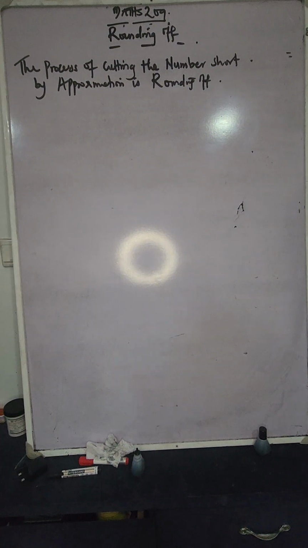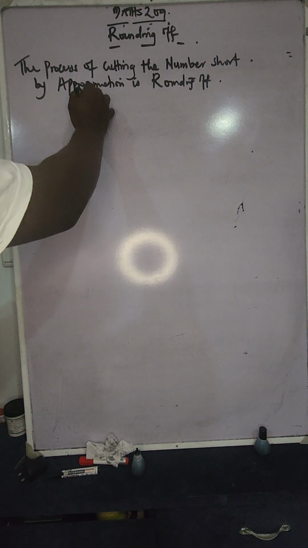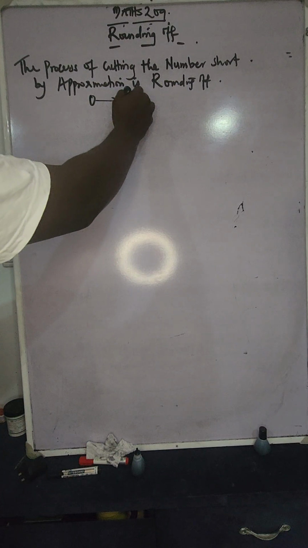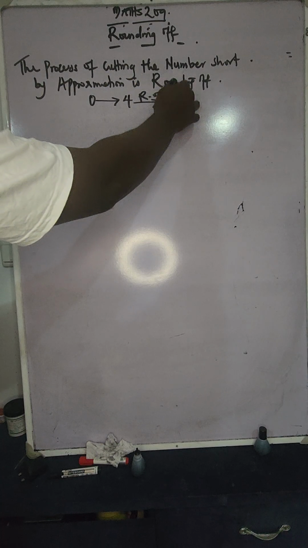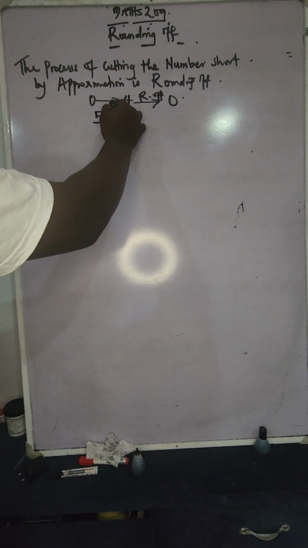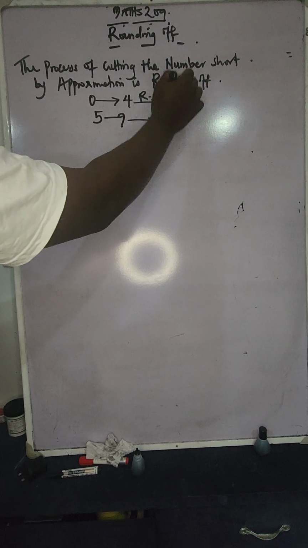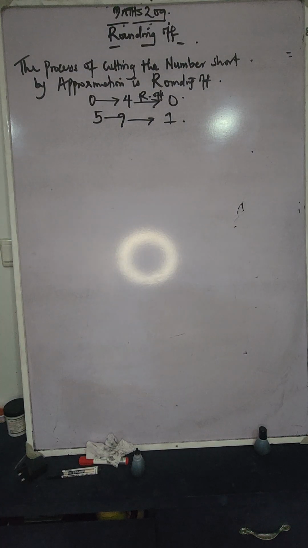There is a basic rule that is applied here. Whenever you are dealing with elements in the range of 0 to 4, you should round it off to 0. Whenever you are dealing with 5 to 9, you should round it up to 1. Rounding off of numbers. Let's look at that quickly together.